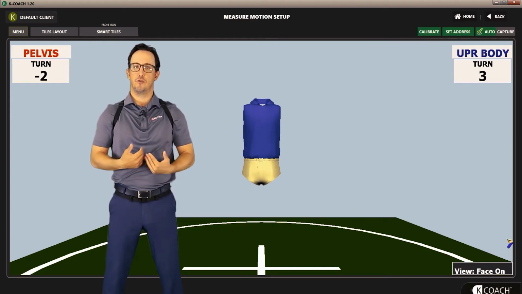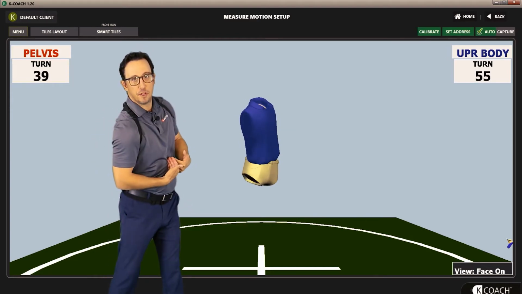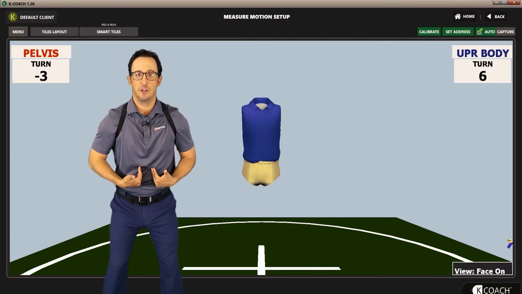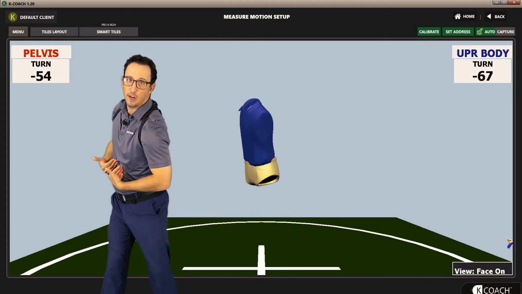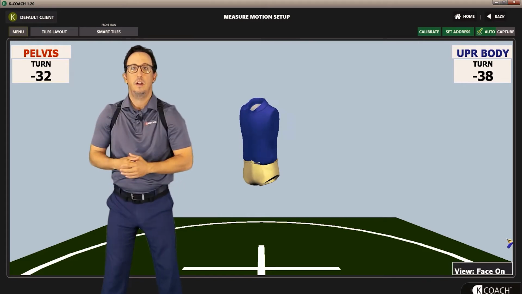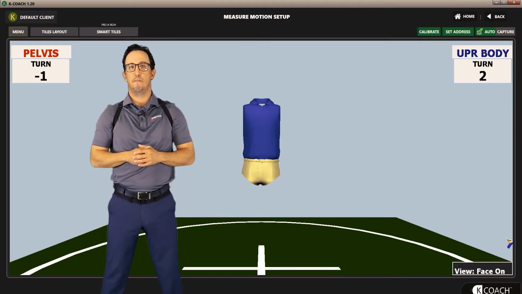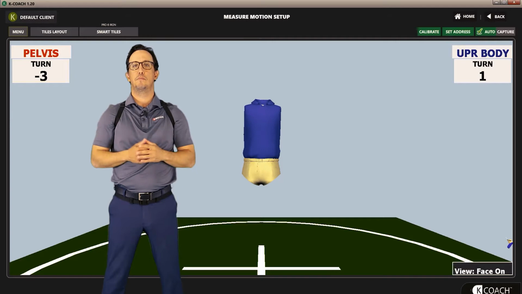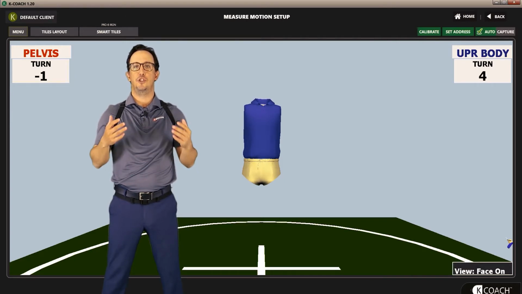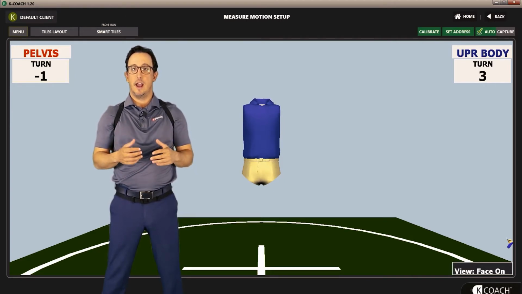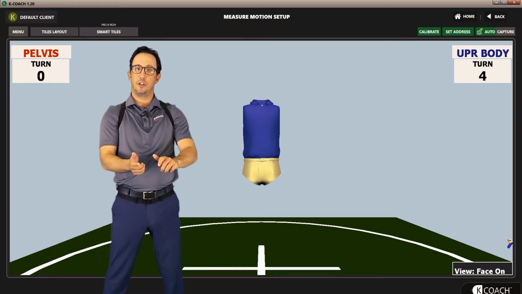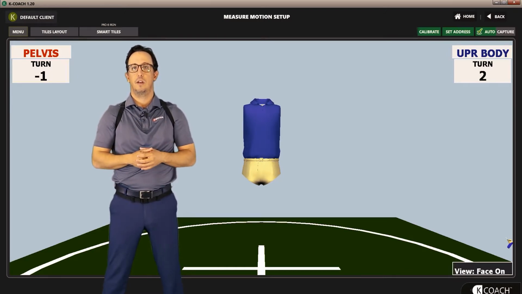Positive rotation is rotation that is more open to the target, and negative rotation is rotation that is more closed to the target line. Torso rotation is important because it will directly influence the start direction of a shot and also how much speed a golfer is going to be able to generate in their golf swing, and then hopefully transfer that energy into their arms, out into the club, and into the ball.